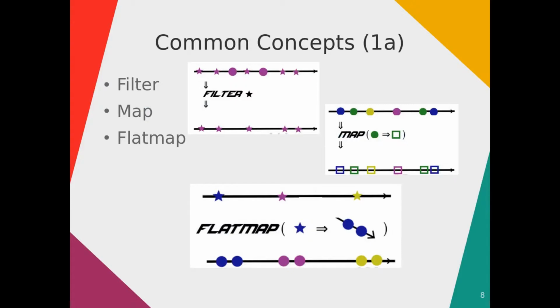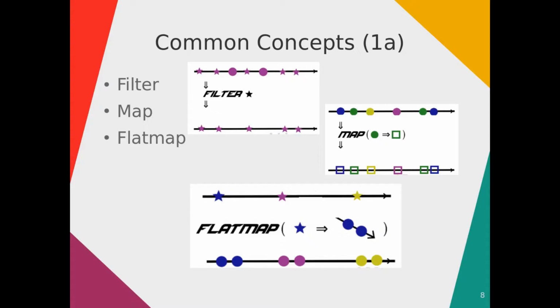The common concepts are filtering. The filter method only matches a certain predicate and then passes the data along the stream. Here I'm using different colored shapes. The top line represents the incoming stream, and the bottom line on these graphs represents the resulting, or outgoing, stream. After filtering here, I'm saying filter only stars, and then returning only the stars. Here I'm mapping from circles to squares.